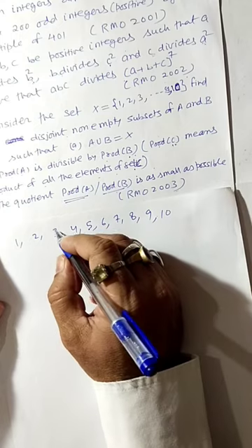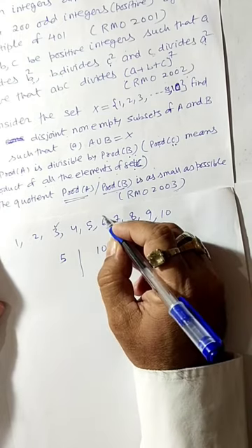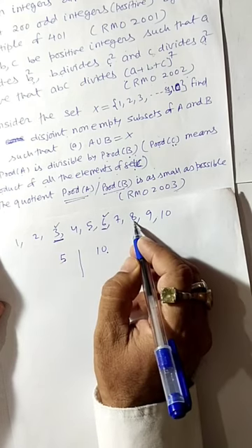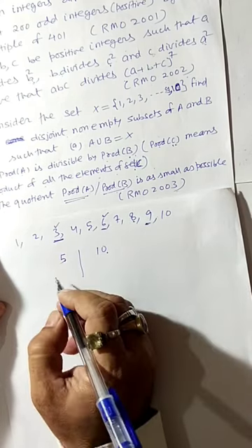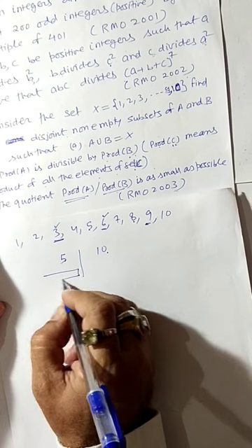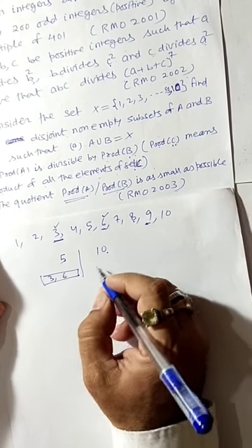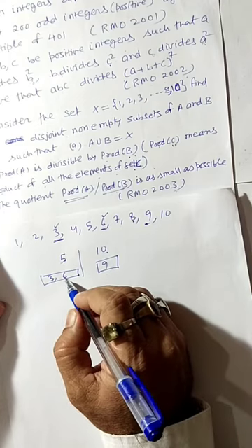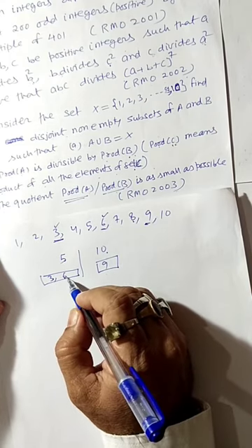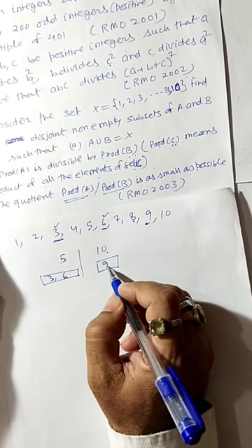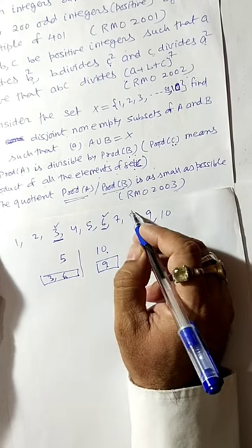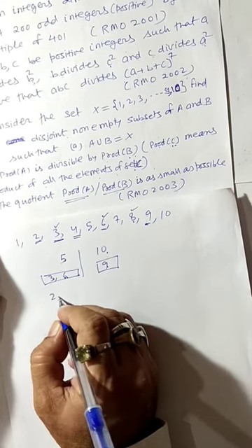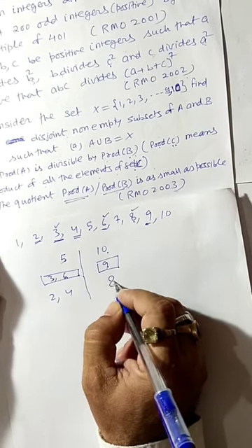Again think here of 3. On one side there will be 3 and 6, and on the other side there will be 9. So 3 and 6 cancel 9. One more thing is that 8 is on one side, and 2 and 4 should be on the other side. So 2 and 4 on one side, and 8 on the other.